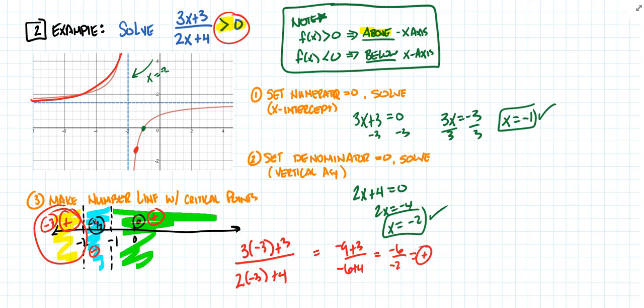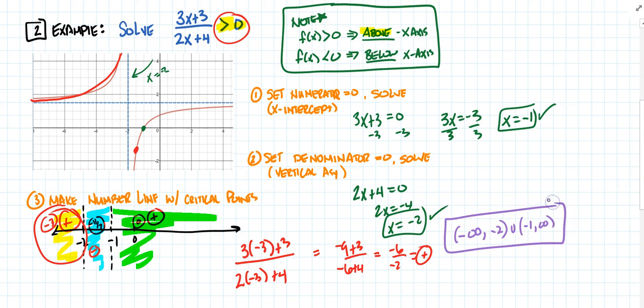So how do I write the answer to this? It would be anywhere from -infinity all the way up to -2. I don't want to include -2 there because it's not part of my domain. And then I would include this region here, right? From the union with -1 out to infinity. So this would be the answer to solving this rational inequality.